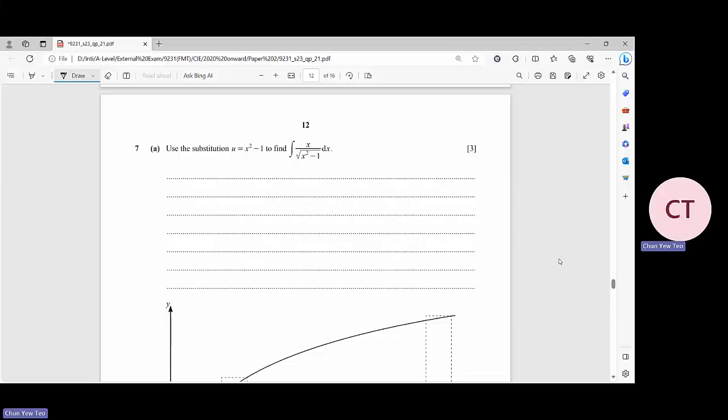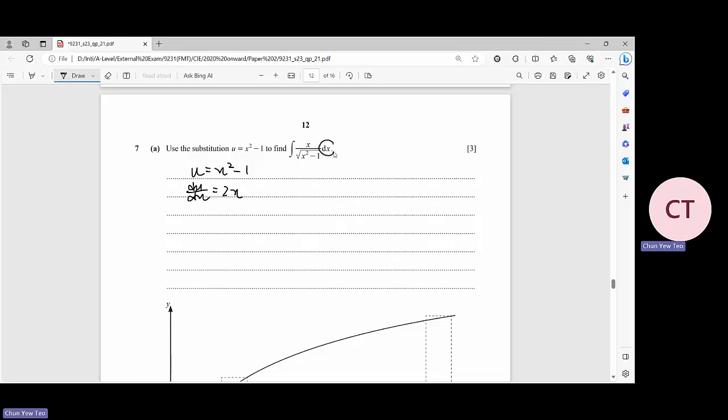Okay, now we look at question number 7. A. Use a substitution to find this. So they mention substitution. We just follow the instruction. The very first thing you need to do for substitution is to take the substitution and then you differentiate it.